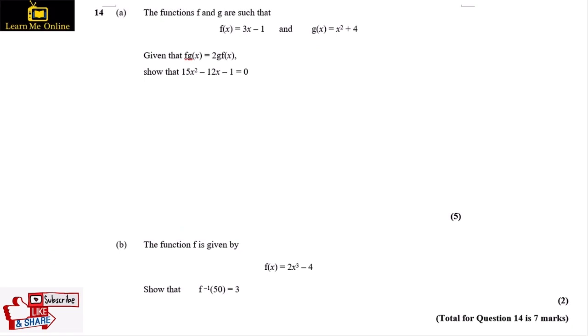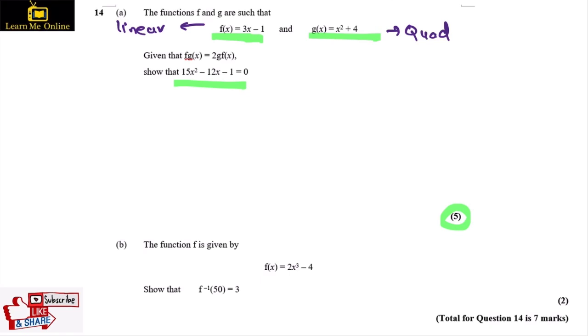The next question is the function question. There are two functions f and g, and the functions are defined as: f of x is the linear function, so I'm going to write it down over here, where g of x is the quadratic function, and I'm going to write it down over here. Now, given that fg of x equals 2gf of x, show that this would be equal to this thing, and this whole thing is for 5 marks to show that.